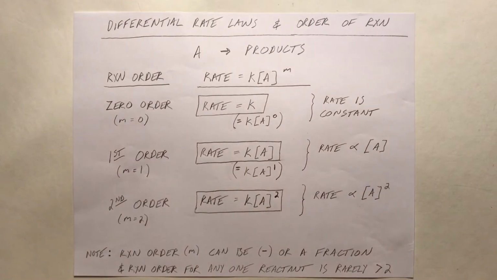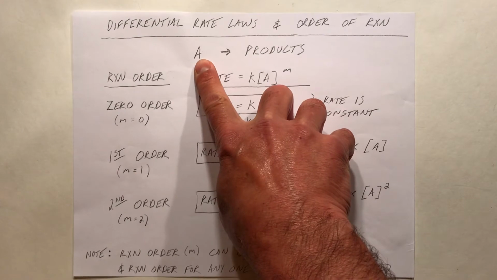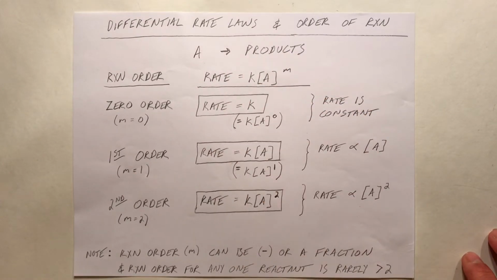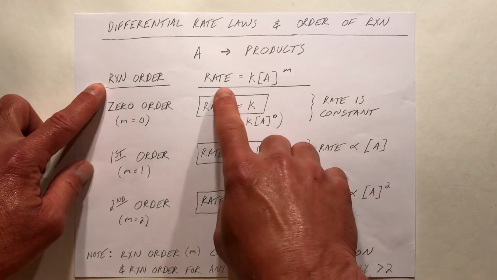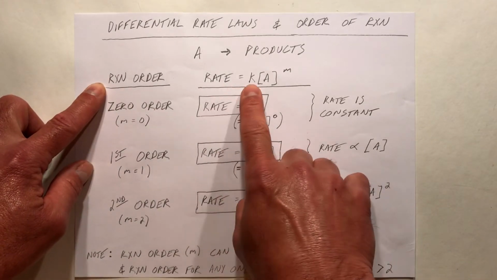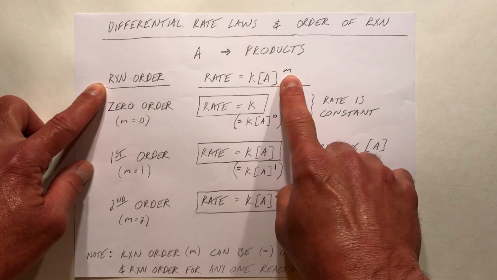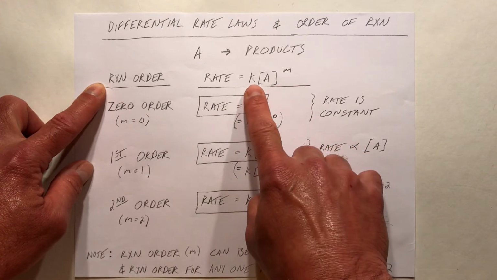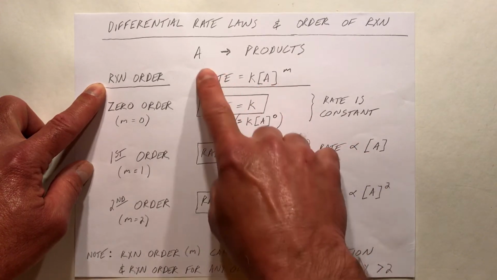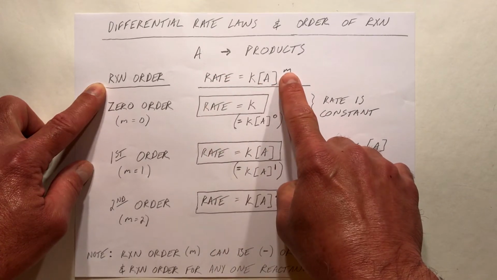So let's take a look at differential rate laws and orders of reaction for, again, single reactant reactions, where A is the reactant. We could say that the rate law, the differential rate law, is that the rate is equal to k times the concentration of A to the m power. The rate constant k times the concentration of chemical A raised to the order m.